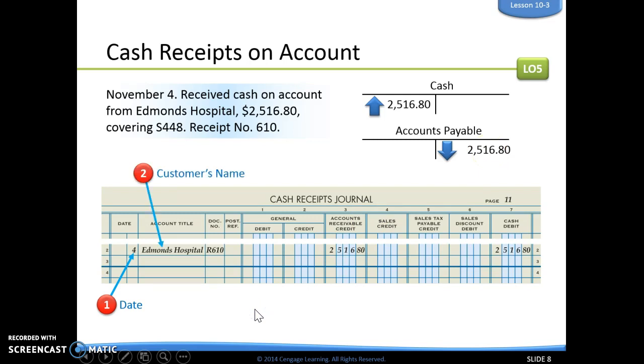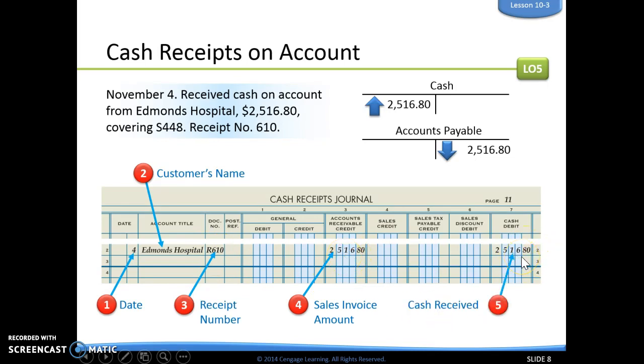So we start with our date. We're going to put in the customer's name that paid us. We're going to put in our receipt number of R610. We are crediting accounts receivable, and we are debiting cash.